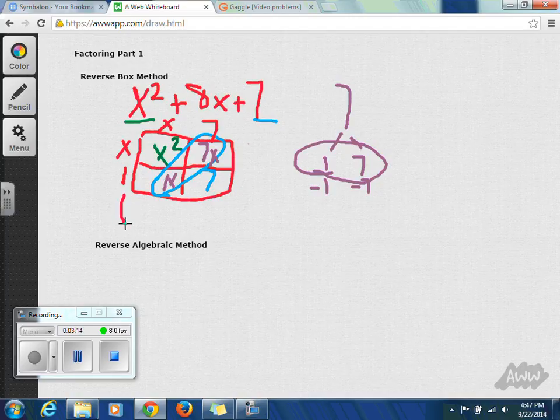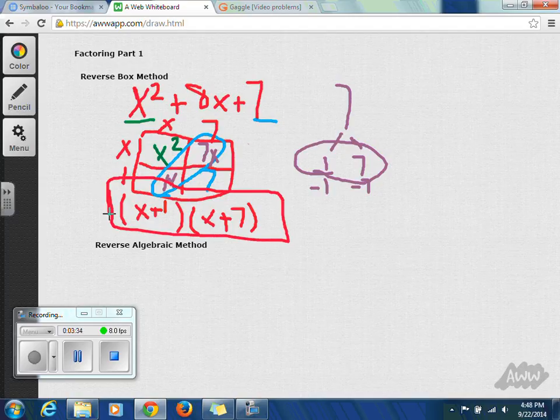So the final answer, now that we have our outside, is x plus 1 times x plus 7. There's the reverse box method of taking the polynomial and factoring it back to its original parts. Okay, we're going to do the same question now algebraically. We're going to skip a couple steps because they're the same as they are here.